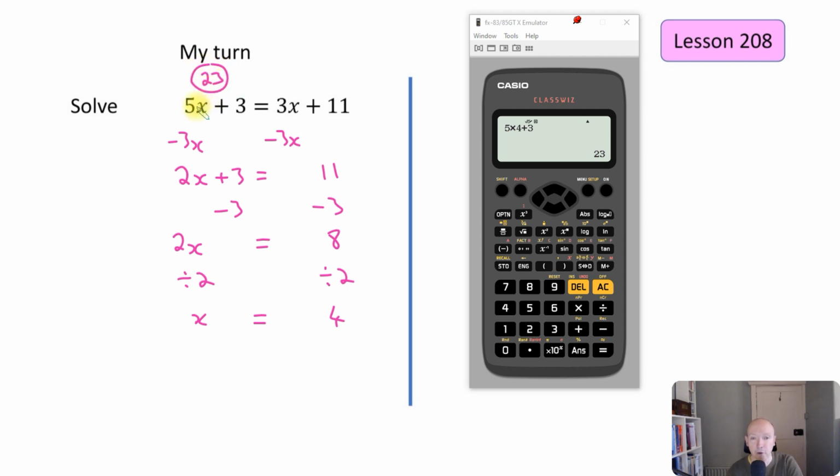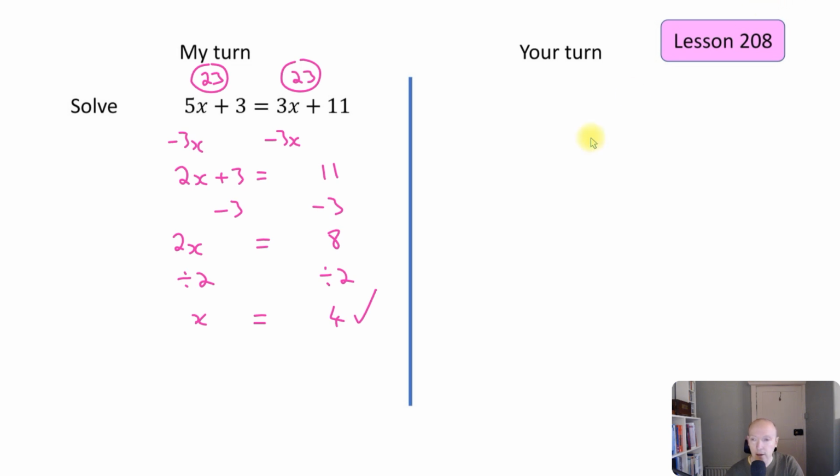So I think that's 23. If I put the 4 back in here, I get 23 on this side. If I put it onto this side, that's 3 times 4 plus 11, and I'm hoping this says 23, which it does, which means I've got the same total both sides. As long as that's the same number, we know that's the right answer. Right, want to have a go yourself? So again, pause the video and try that now.